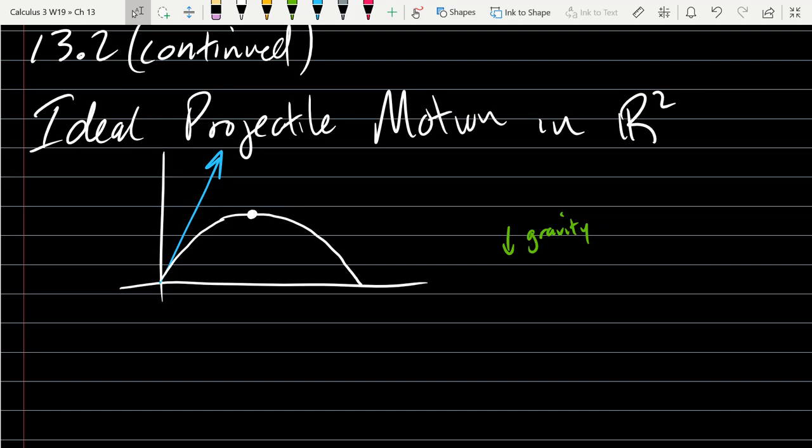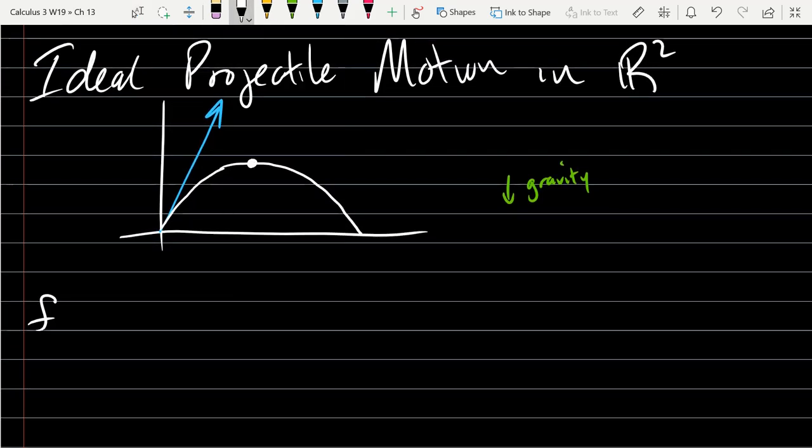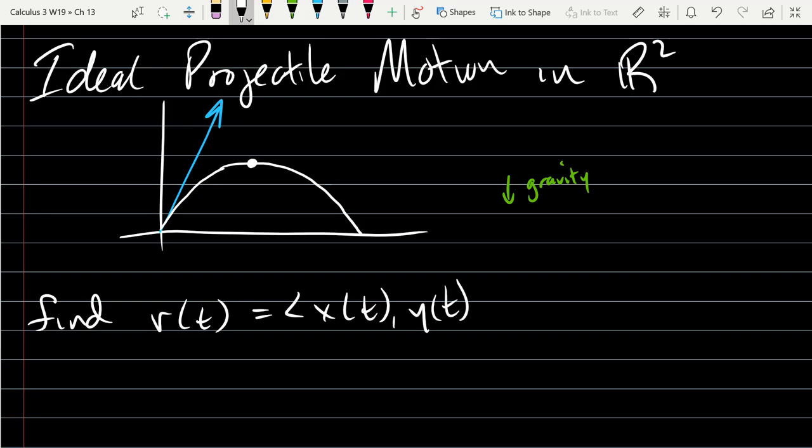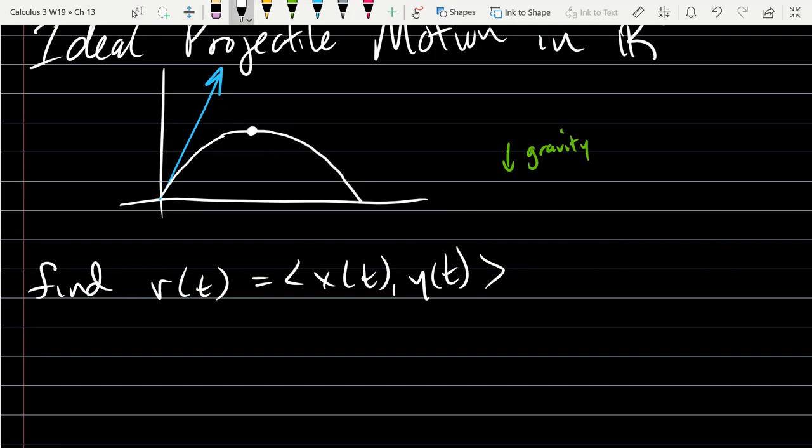So we're going to start with an initial velocity and then compute these other ones. So we're going to find r of t, and it's going to have two functions, x of t, y of t. So according to the way I drew it, what is our initial position? Zero. So our initial position will be 0, 0, or the zero vector. So initial position, that will be r at time 0, which will be 0, 0.